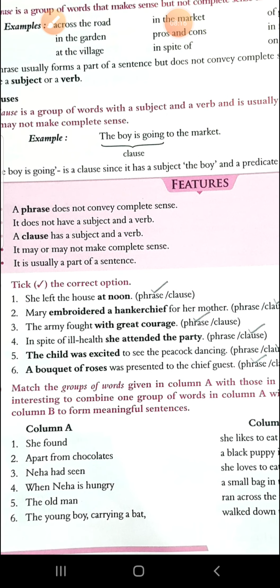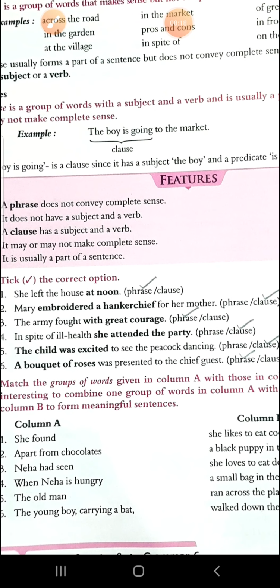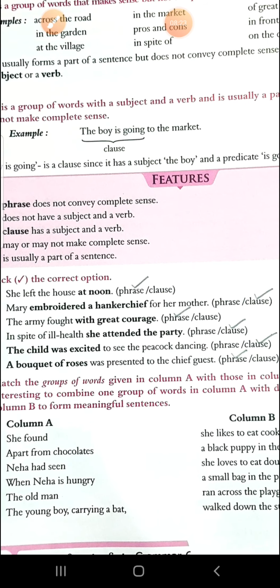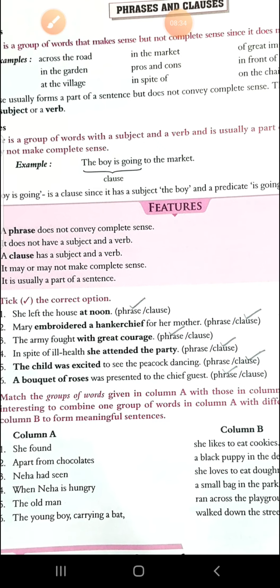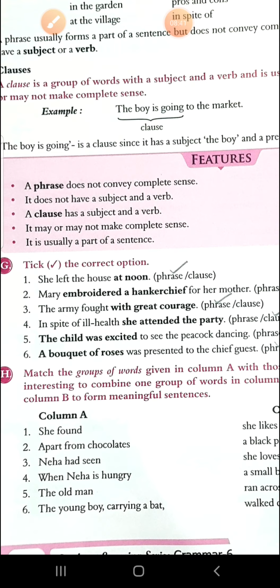Then the second one is Mary embroidered a handkerchief for her mother. So embroidered is what? Verb. A handkerchief. Embroidered what? A handkerchief. So we can say this is the subject, so we can say it is a clause. And third is the army fought with great courage. With great courage, can you find any verb or subject? No. So it is a phrase.